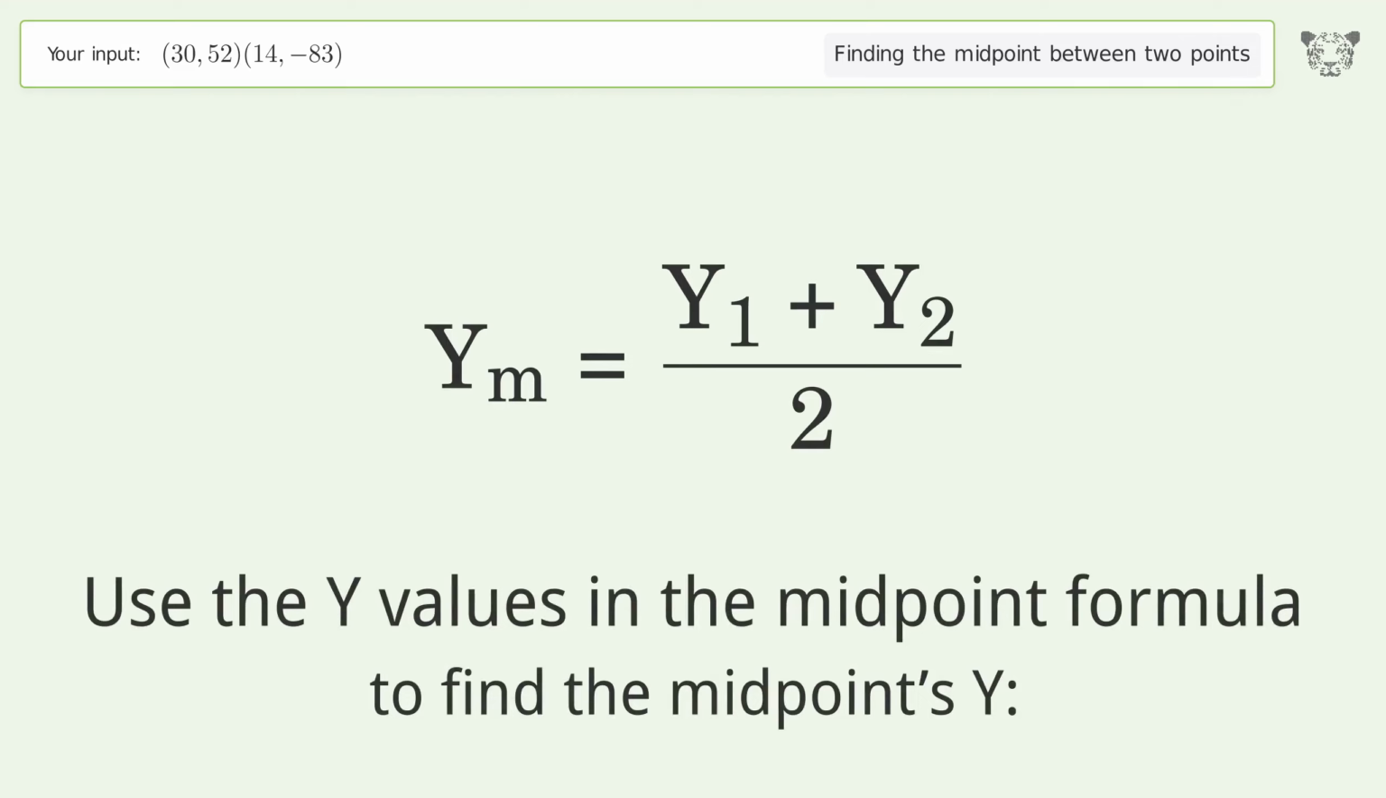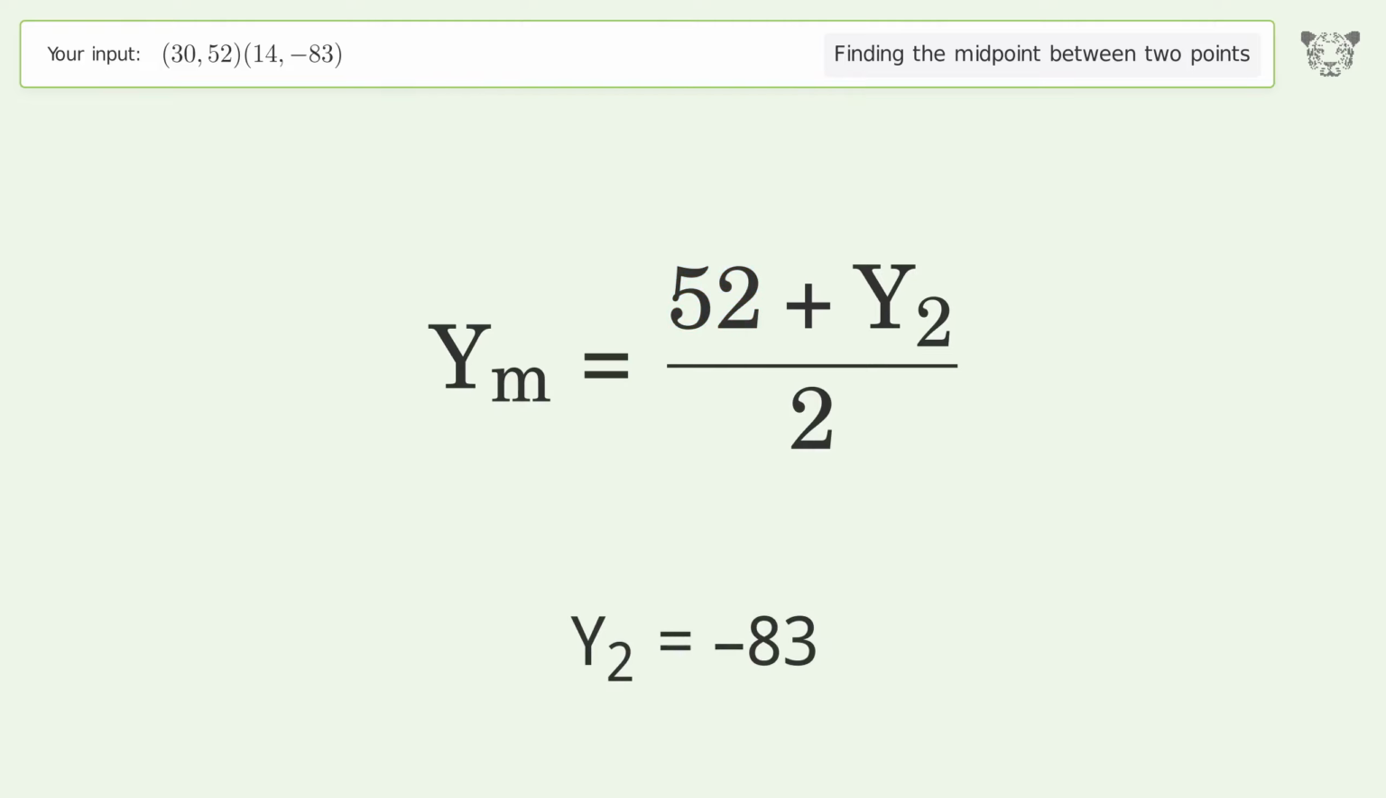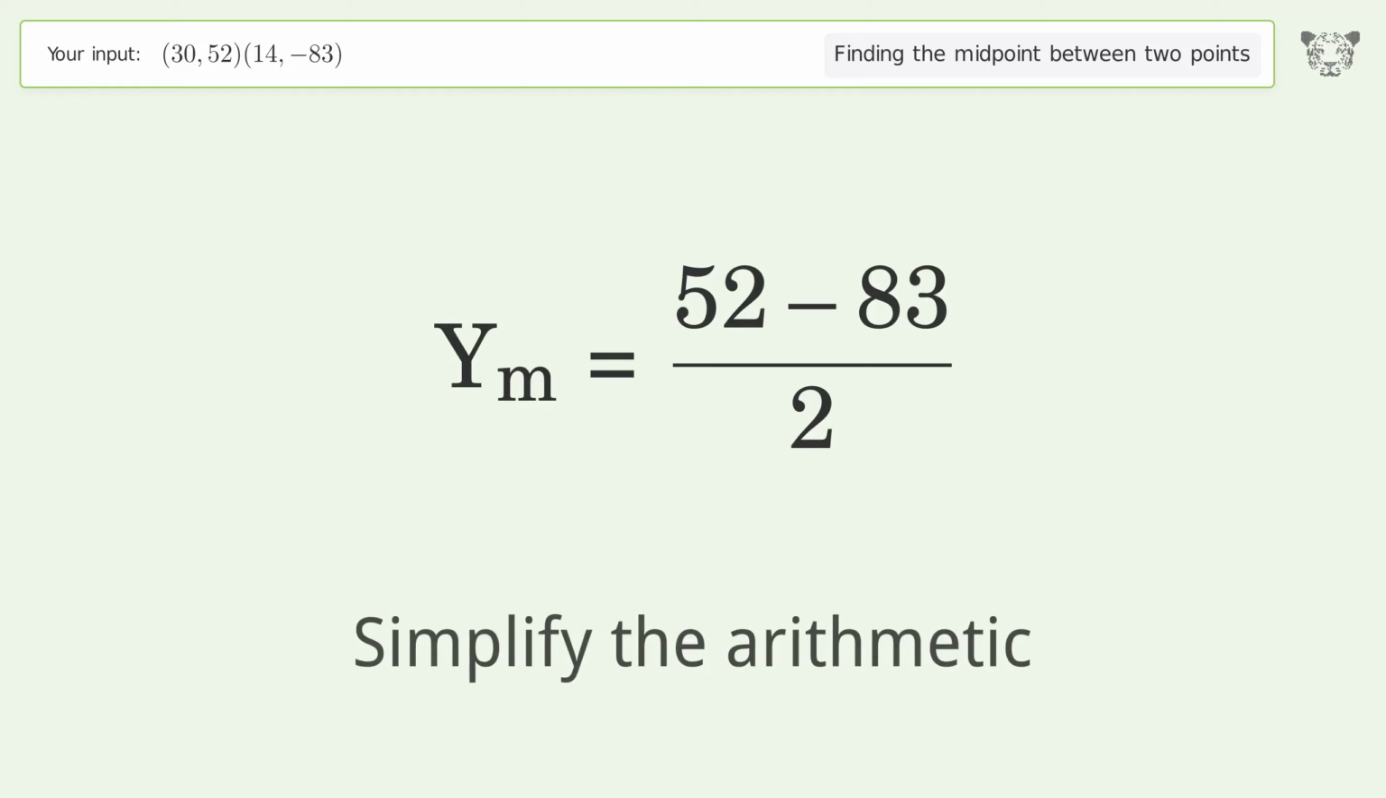Use the y values in the midpoint formula to find the midpoint's y. y1 equals 52. y2 equals negative 83. Simplify the arithmetic.